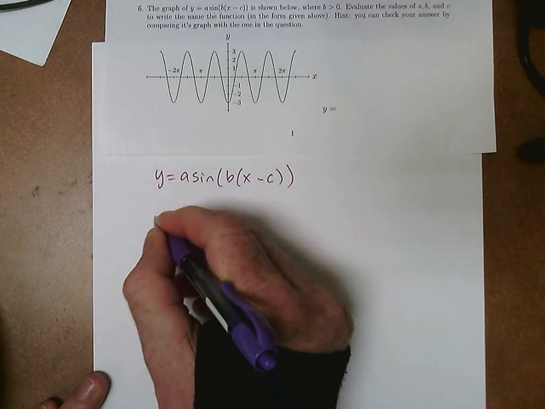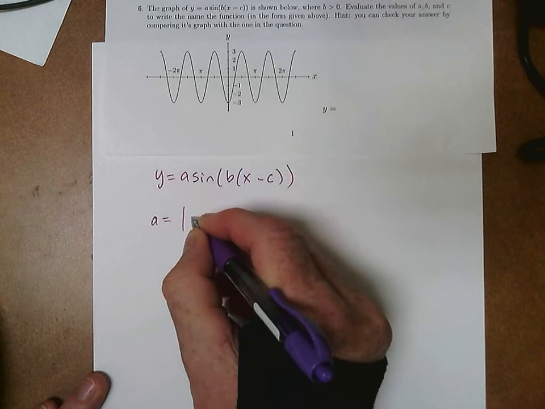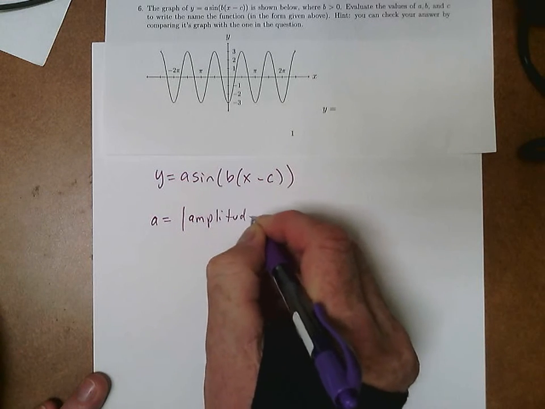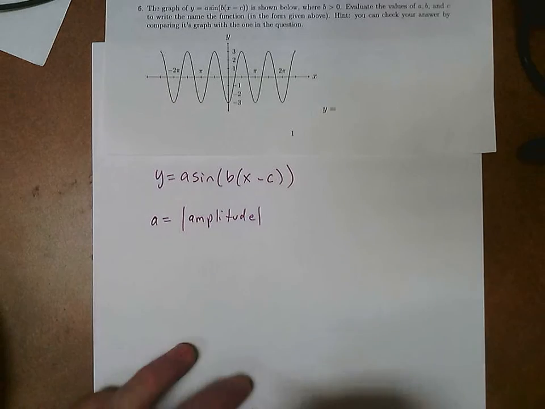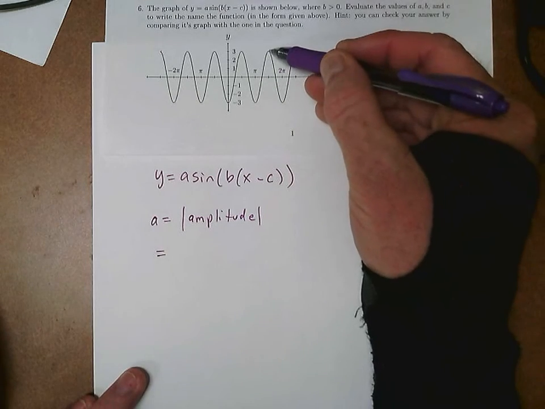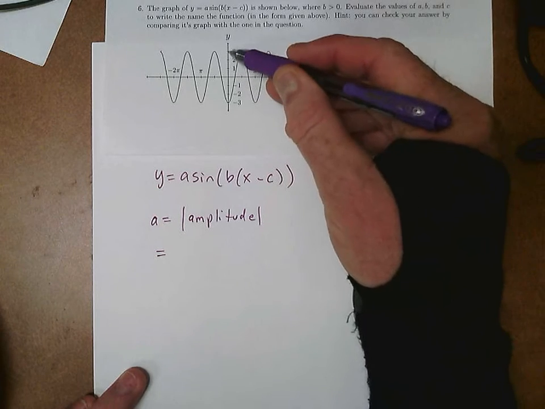So our a value, which is the amplitude, which is the absolute value of a, is the distance from the midline to the top. And so that's a distance of 3.